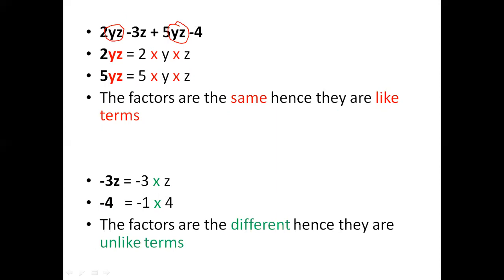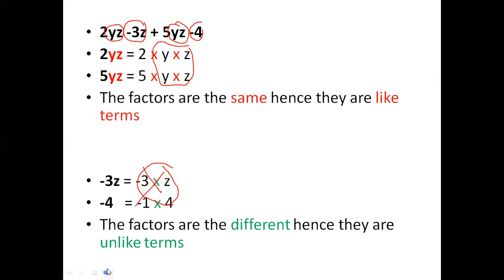But if I take minus 3z and minus 4 and I see their factors, that is minus 3 multiplied by z, and here I have minus 1 multiplied by 4. Now here the factors are not the same as in this case. Here we were getting it the same but here we are not getting it the same. So therefore we call them unlike terms.